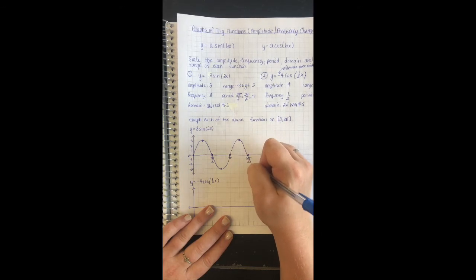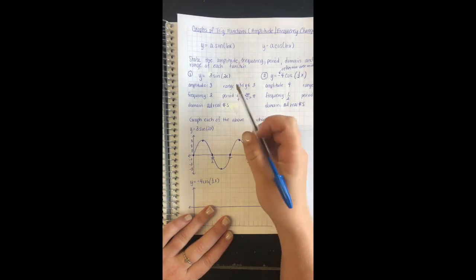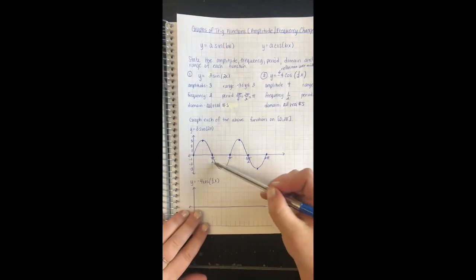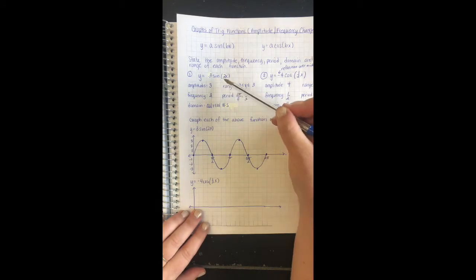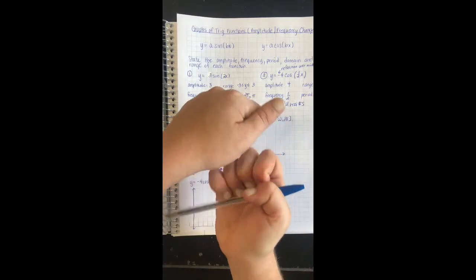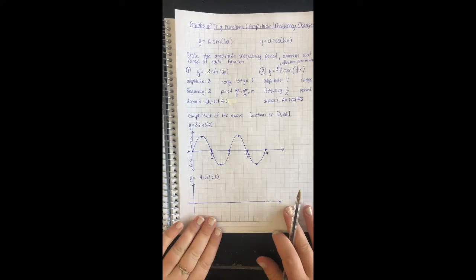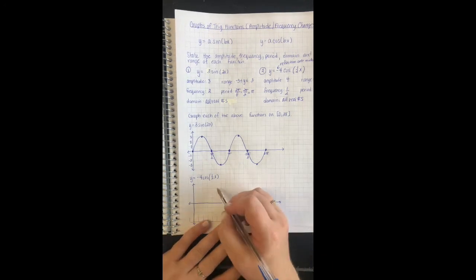And when I connect them, what you're looking at is a sine curve. Remember the basic sine curve that's been repeated 1, 2 times. That's why it's a frequency of 2, and it's been vertically stretched by a factor of 3. Okay, for the next one, -4 cosine 1/2 x.